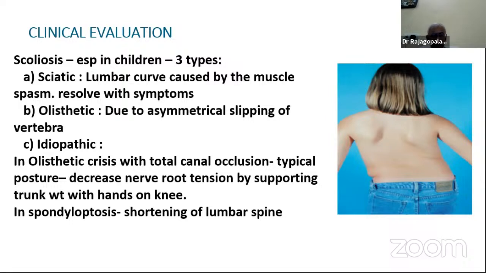And when there is what is called a listhesis crisis, where there is a total canal occlusion, there is a severe nerve root retention and the patient comes with the hands supporting the knees. There also the patient can have a scoliotic curve. And another finding that you will see will be the shortening of the lumbar spine, if there is a grade 5, where the L5 goes over S1.